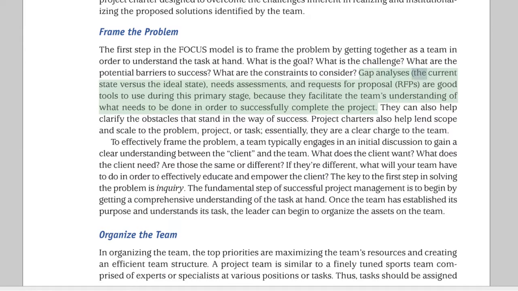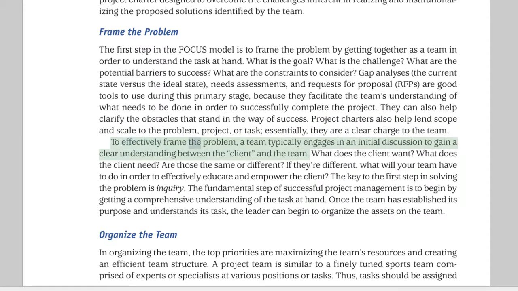Gap analyses, the current state versus the ideal state, needs assessments, and requests for proposal, RFPs, are good tools to use during this primary stage, because they facilitate the team's understanding of what needs to be done in order to successfully complete the project. They can also help clarify the obstacles that stand in the way of success. Project charters also help lend scope and scale to the problem, project, or task. Essentially, they are a clear charge to the team.